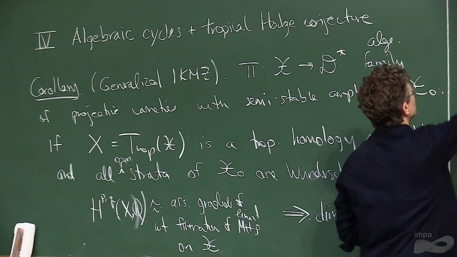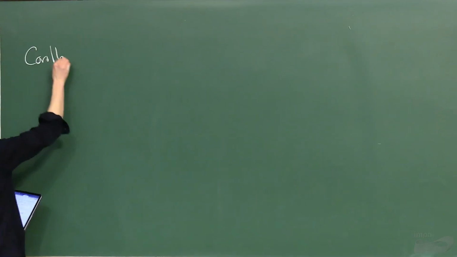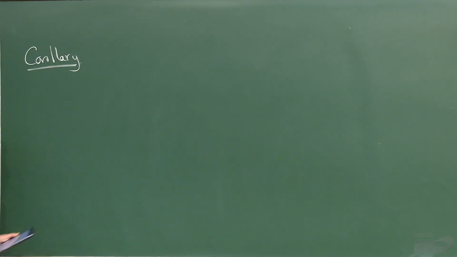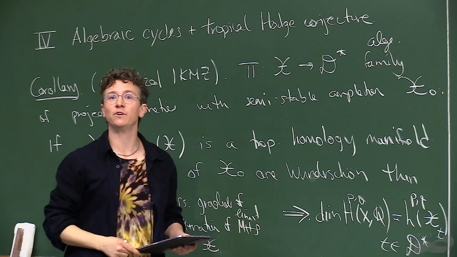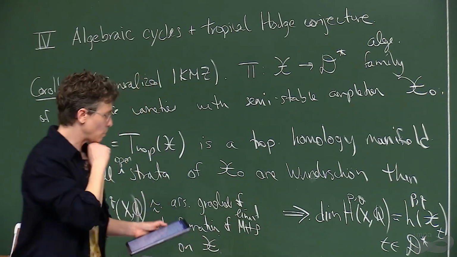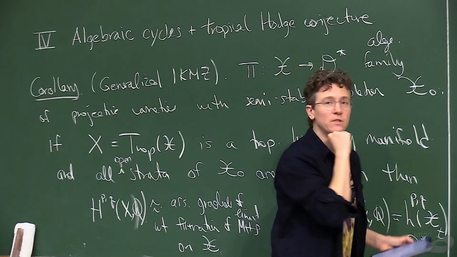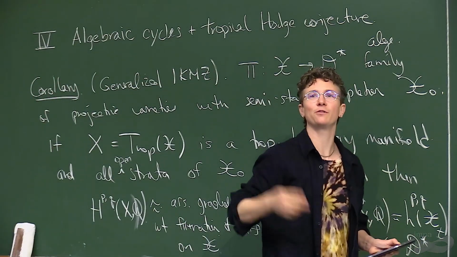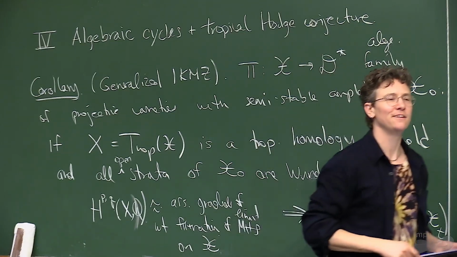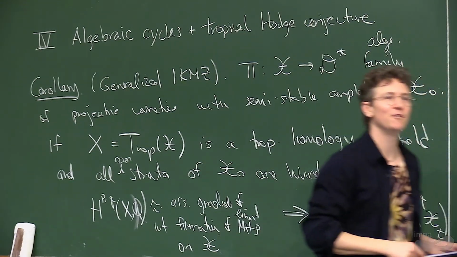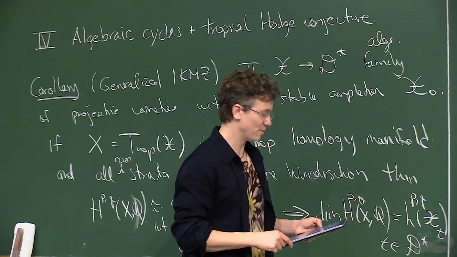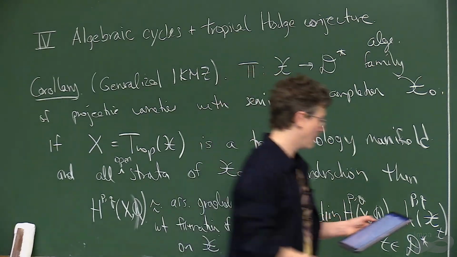Okay. So here's a second, maybe more easily digestible and more obviously provable corollary from what we did last time. And this will lead us into what people call the Hodge theory of matroids, or combinatorial Hodge theory in the sense of June Huh.